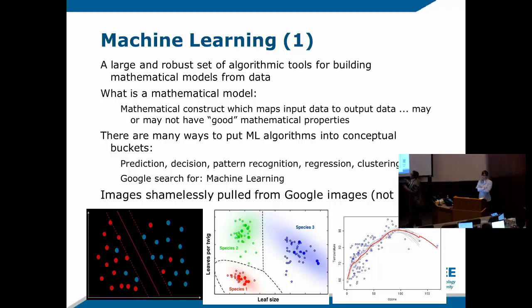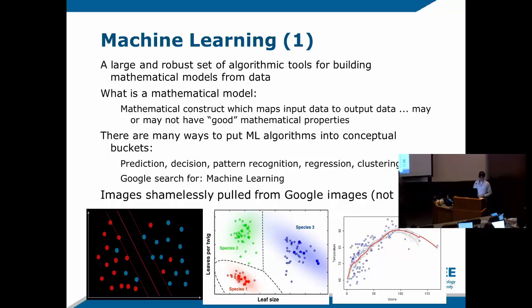There are many ways to put machine learning into different conceptual buckets. You can talk about prediction and decision making and pattern recognition, regression and clustering, et cetera. If you want to make a list of all the different ways to say the same thing, just Google search machine learning and write them all down. Everyone uses slightly different versions. I'm going to give you one of those versions and then you can take that for what you will.